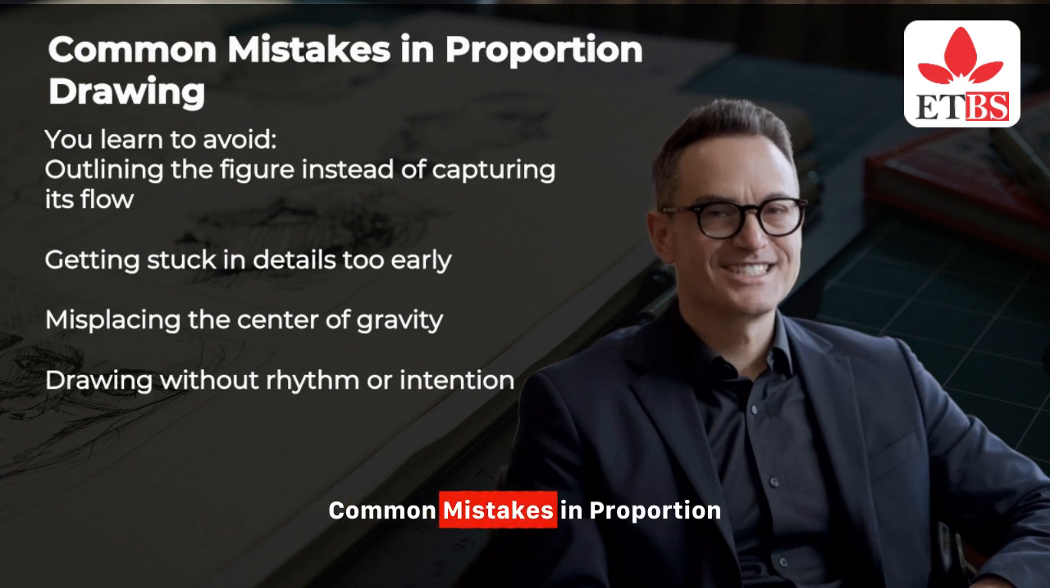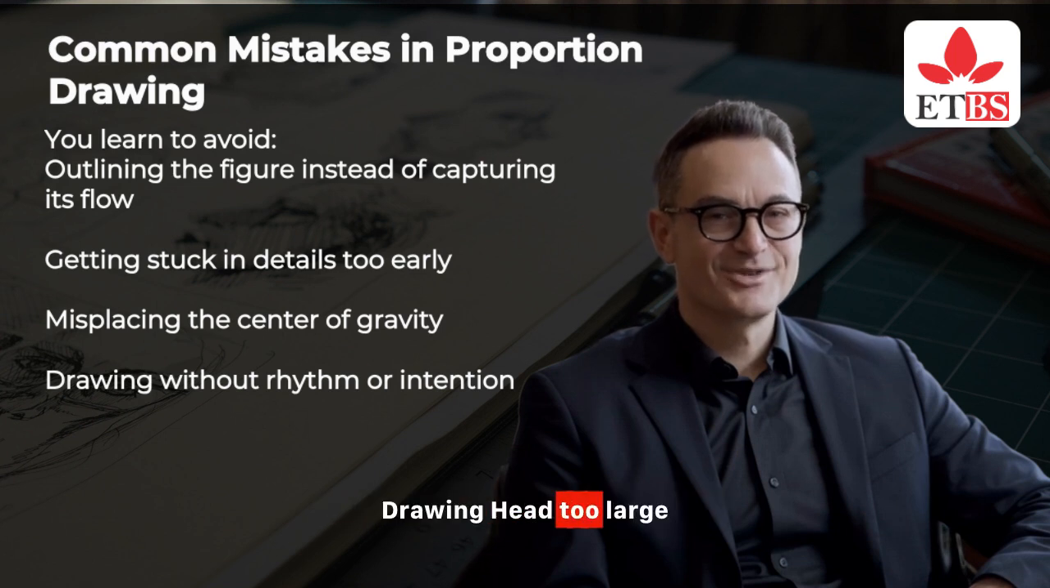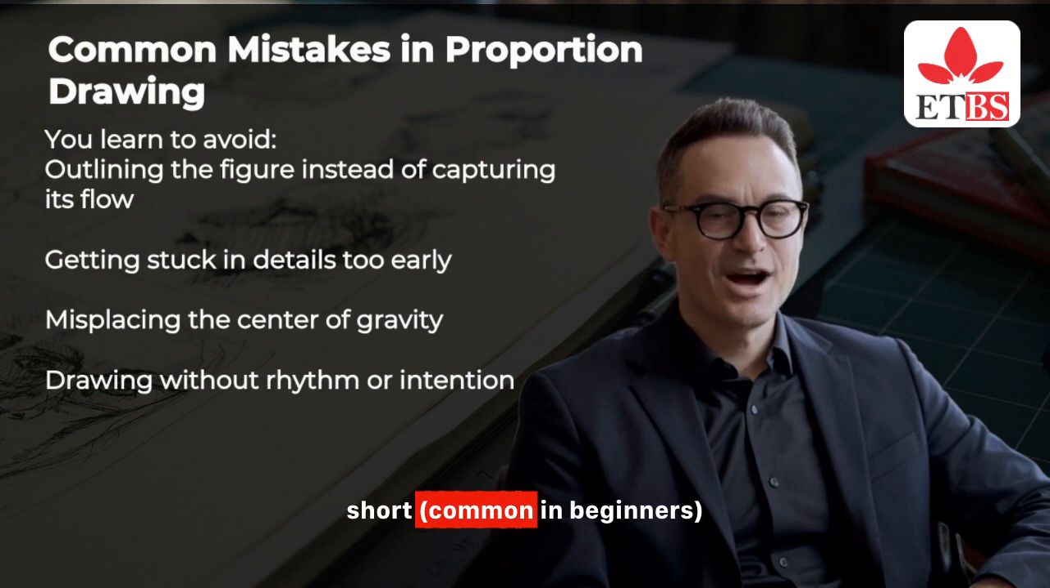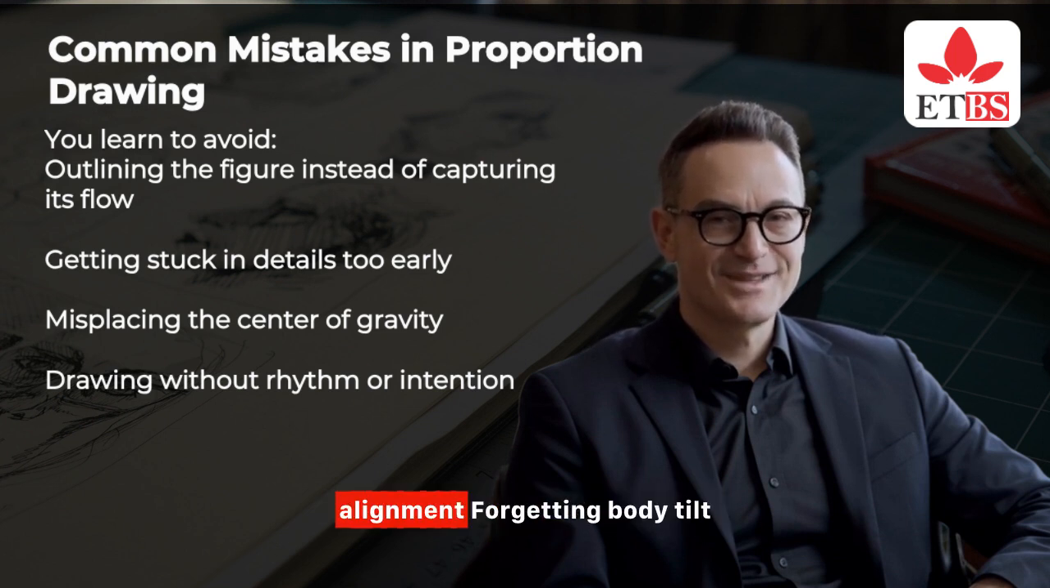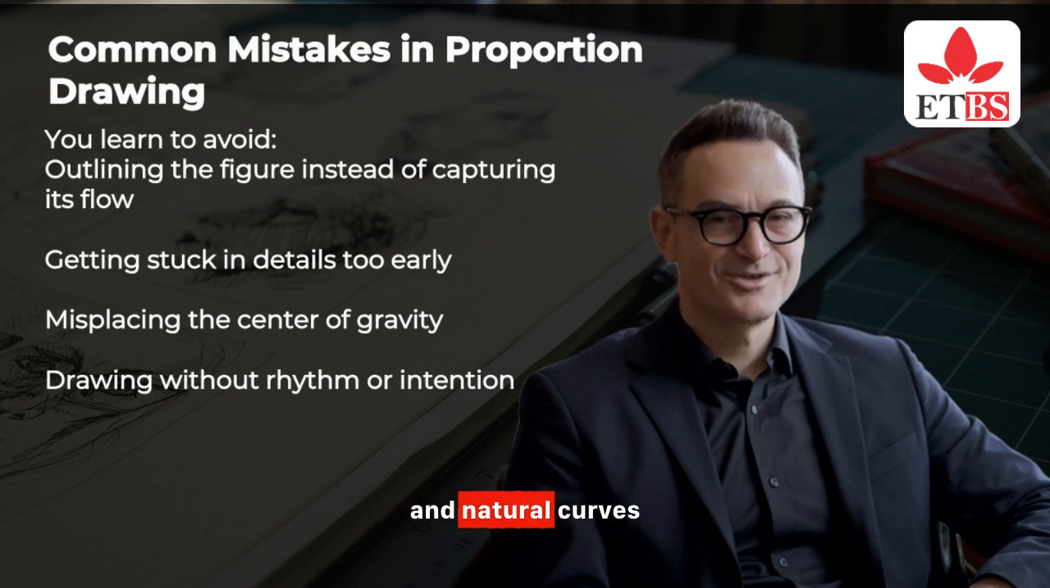7. Common mistakes in proportion drawing. Head too large or small, arms too short, common in beginners. Torso too long relative to legs, inconsistent shoulder-hip alignment, forgetting body tilt and natural curves.